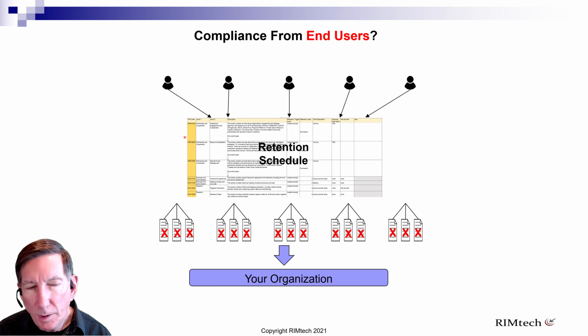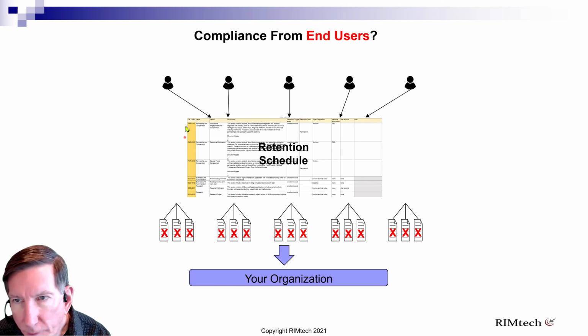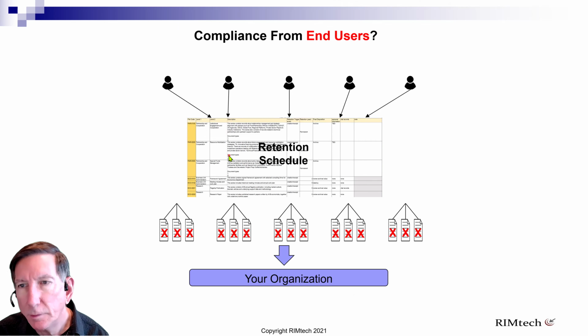Now that brings me to two schools of thought about compliance. One is, where does compliance come from? Well, one school of thought says it comes from end users. They have a duty to manage their records. And I've seen this written into many corporate policies, especially in governments. You, the user, you're responsible for deciding what's a record and when it becomes a record, and also how to classify it against the retention schedule. Yeah, that retention schedule that you've never seen in 15 years and aren't interested in seeing. So that's one school of thought.